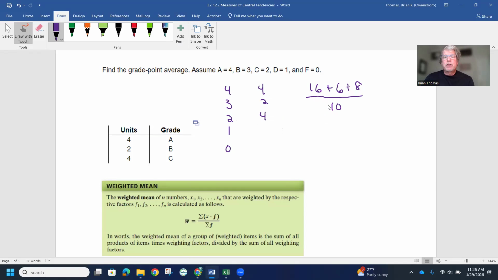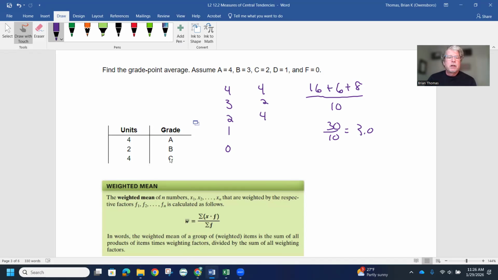So if we do the math here, 6 plus 16 would be 22. 22 plus 8 would be 30. 30 divided by 10 would give us that 3.0, or a B average, if you will. So notice how that problem, you really wouldn't need a graphing calculator since there's such small data.